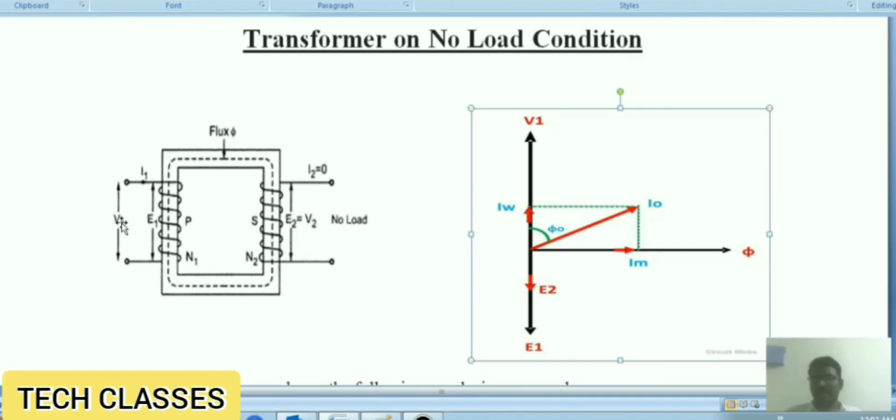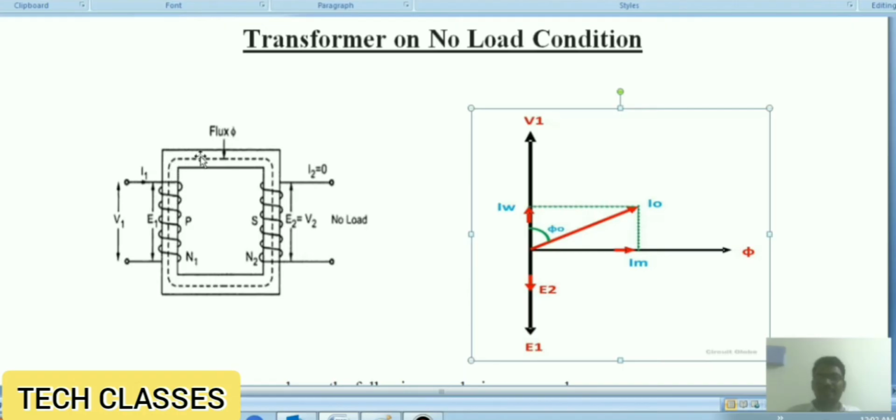Here V1 is the main supply voltage and V2 is the secondary side voltage. Here we are not connecting any load in the secondary side, so that's why the load current is 0. Whenever V1 is applied to the primary winding, I1 current is flowing. So I1 current is flowing in this winding.